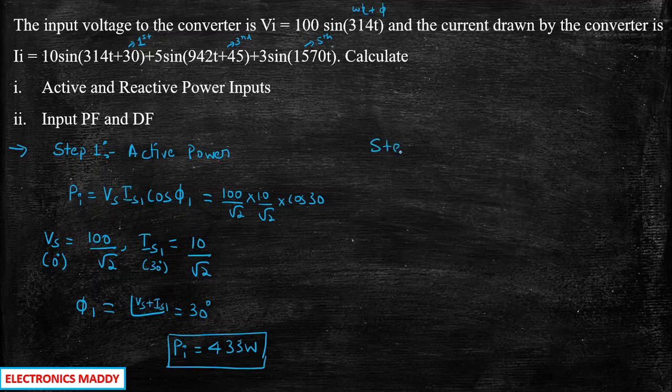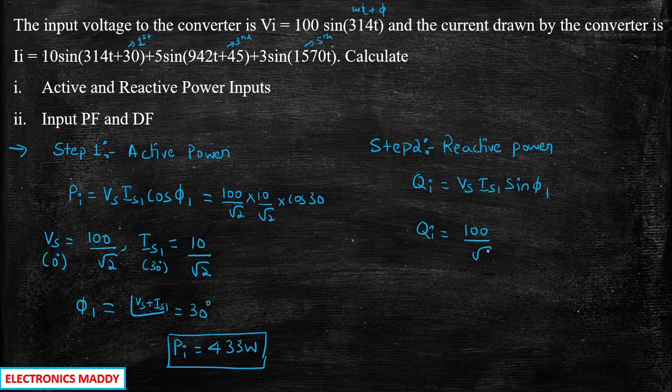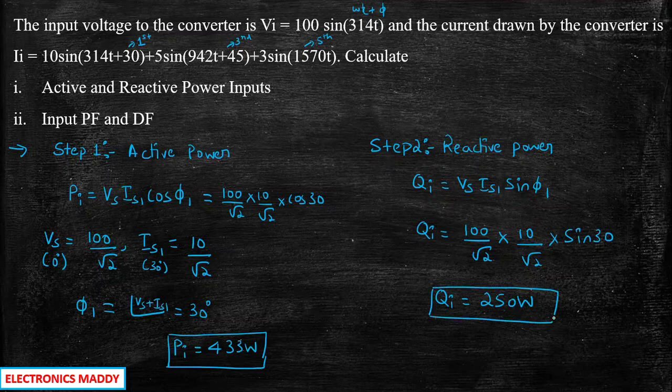Our step 2 is to find the reactive power. Reactive power is given by the formula Qi = Vs Is1 sin phi1. We know all of these values, it is just straightforward substitution: 100 divided by root 2 into 10 divided by root 2 into sin 30. You'll get the value of Qi equal to 250 VAR. So we have found the values of Pi and Qi. This solves the first portion of the problem.